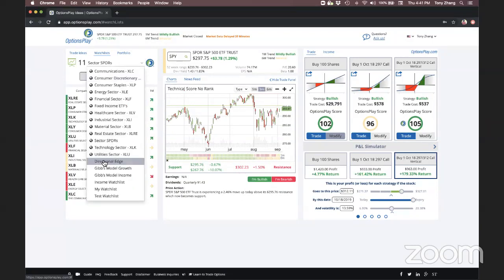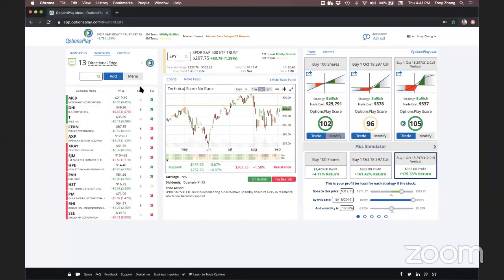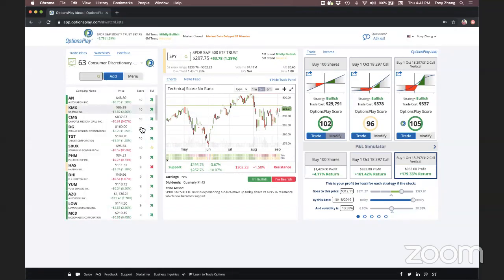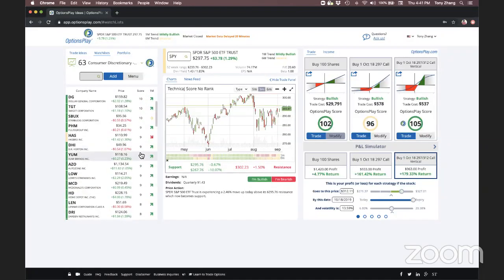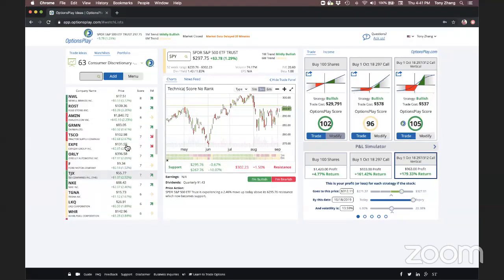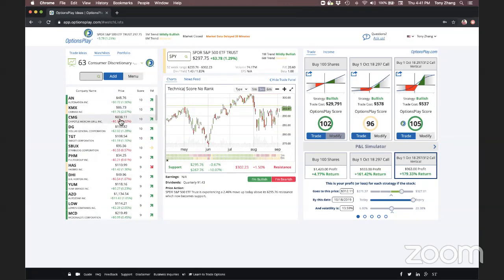So I've already created a watch list here based on some of the symbols that I've scanned for today. But notice how quickly I can pull in an individual sector. So let's say I want to take a look at discretionary, which I know is one of the strongest sectors. Now I can look at all the names in the discretionary sector and say, well, all these names here at the bottom, these are the names that I don't want to look at. The names at the top, those are the ones that I really want to pay attention to.